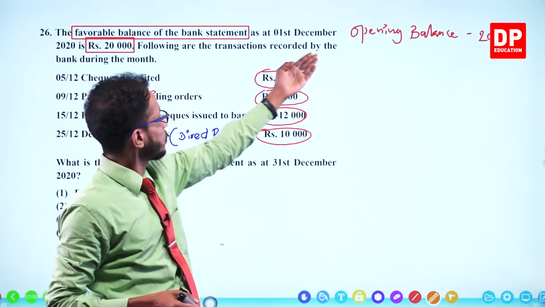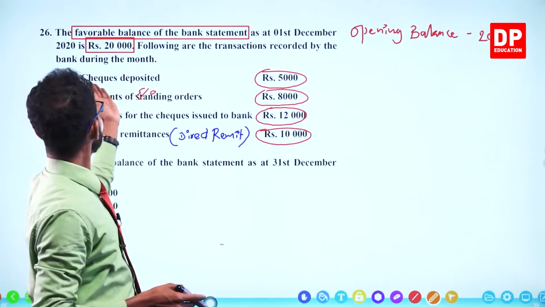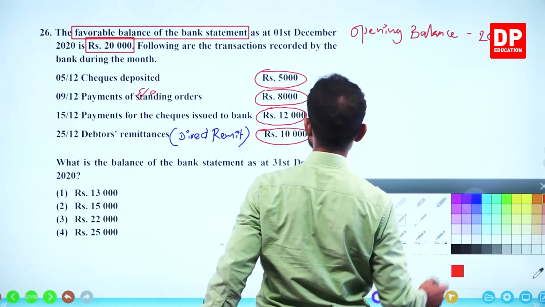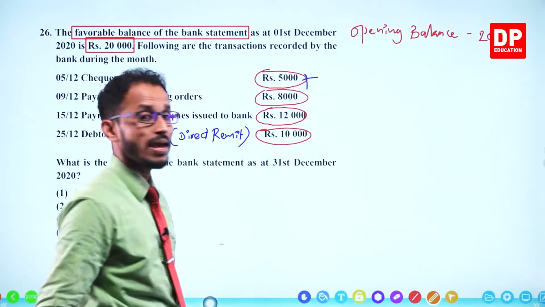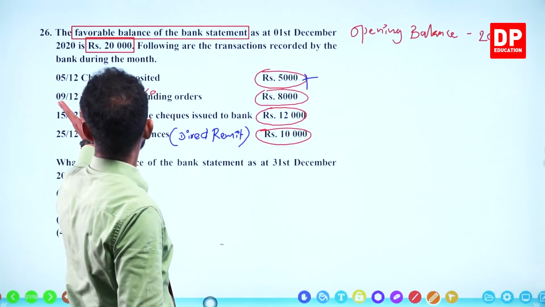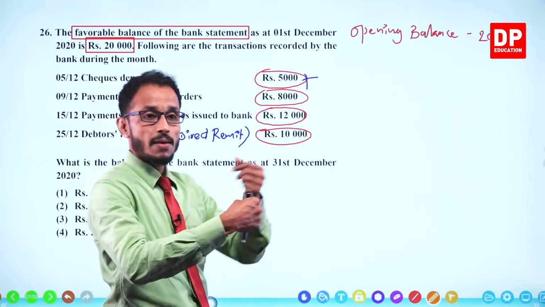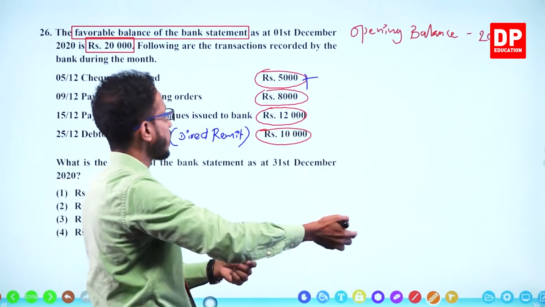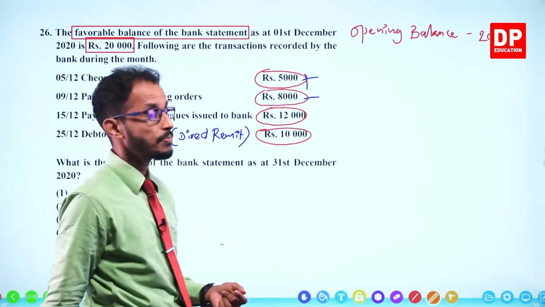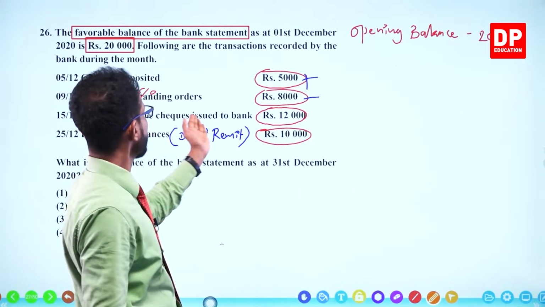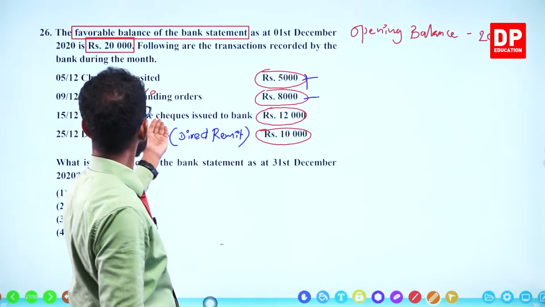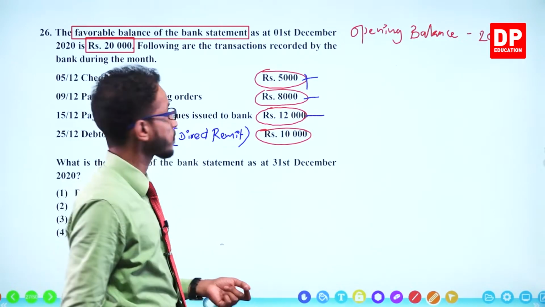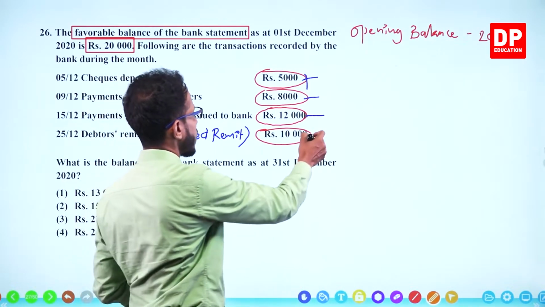Following are the transactions recorded by the bank. Checks deposited 5,000. When we deposit checks, money goes into our bank account and this gets added to the balance. When payments of standing orders are made, money goes out, cash is paid by the bank, so this gets subtracted. Payments for the checks issued also get subtracted. Direct remittances get added.